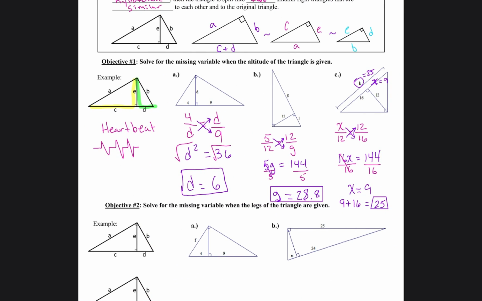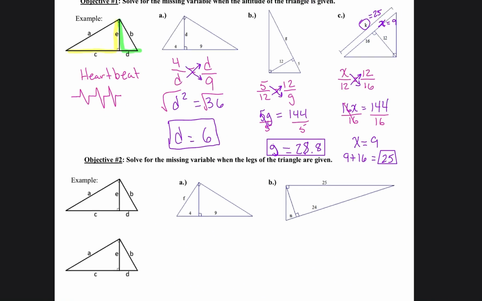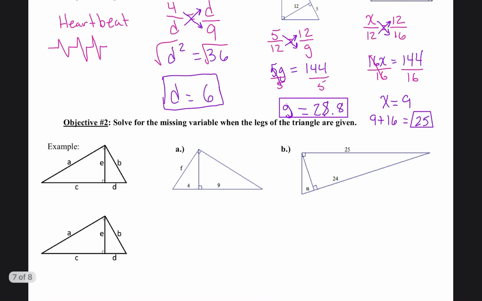All right, so that takes care of the heartbeat method. The other method is called the boomerang method. So let's talk about what that looks like. Anytime they're using the legs of the right triangle. So if you look in this case, see how they gave us this F outside here, or this 25 over here? That's when we have to use the boomerang.